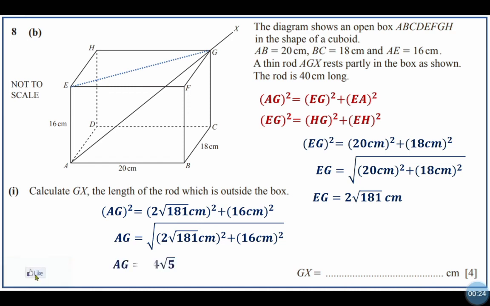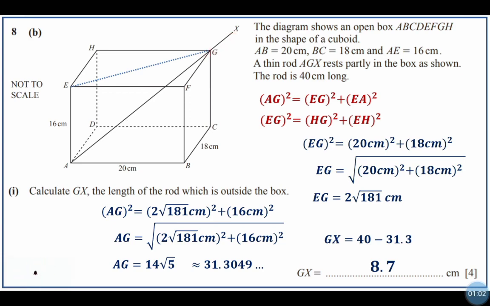So AG is equal now to 14 square root of 5, which is equivalent to 31.3049. Of course, GX is what we are computing for. So GX is equivalent to 40 minus 31.3. If you subtract, you will get 8.7 as your answer. So 8.7 centimeter will be the measurement of GX.